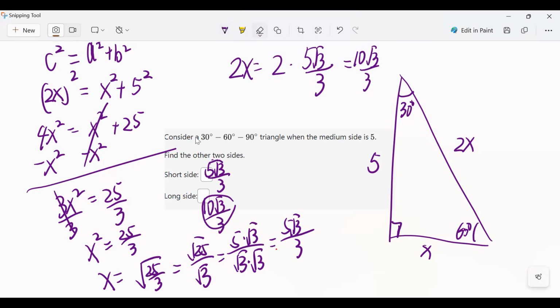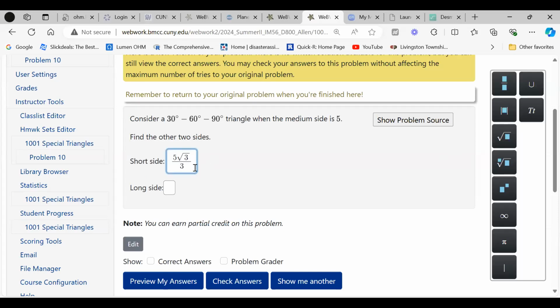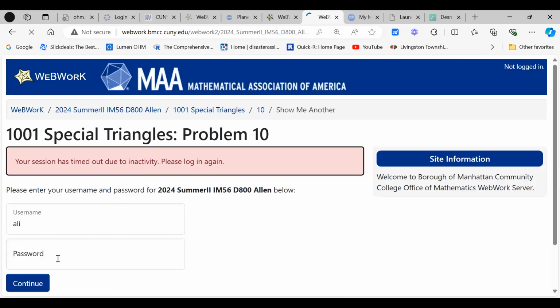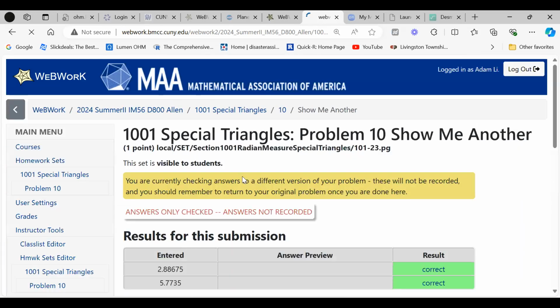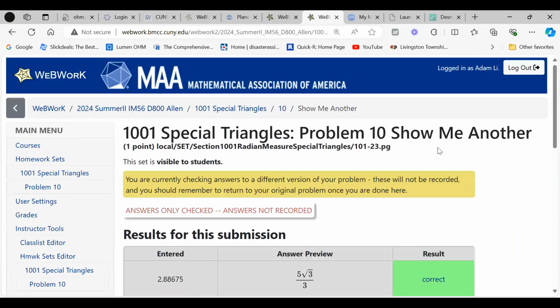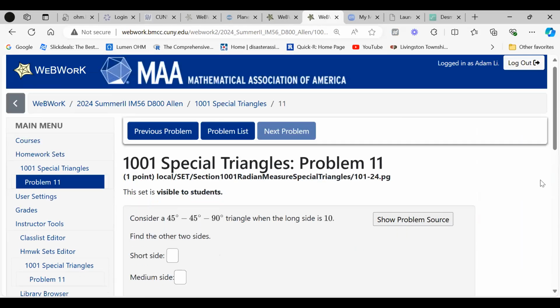Any question about this? Short side is 5 radical 3 over 3, and the long side is 10 radical 3 over 3. I checked both sides. Both are good answers. Any question? So let's look at the next question.